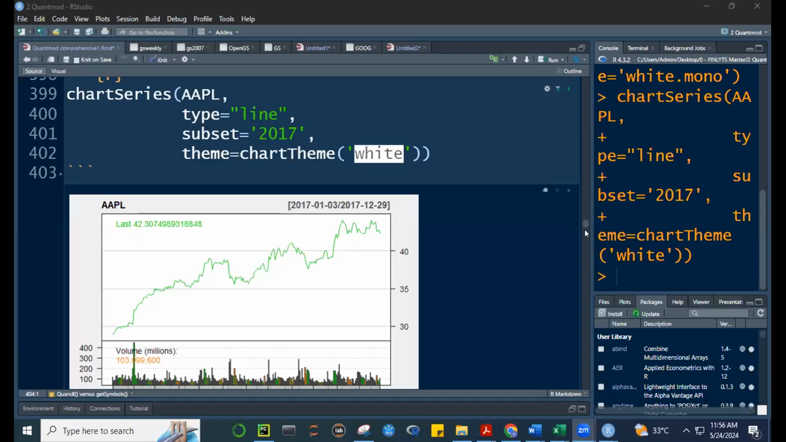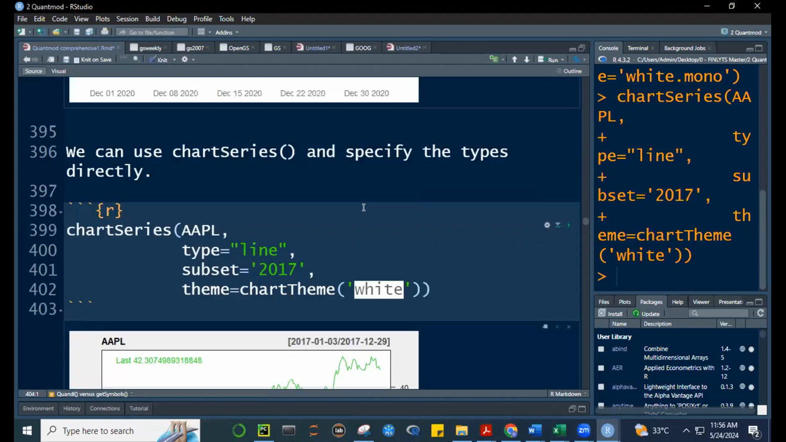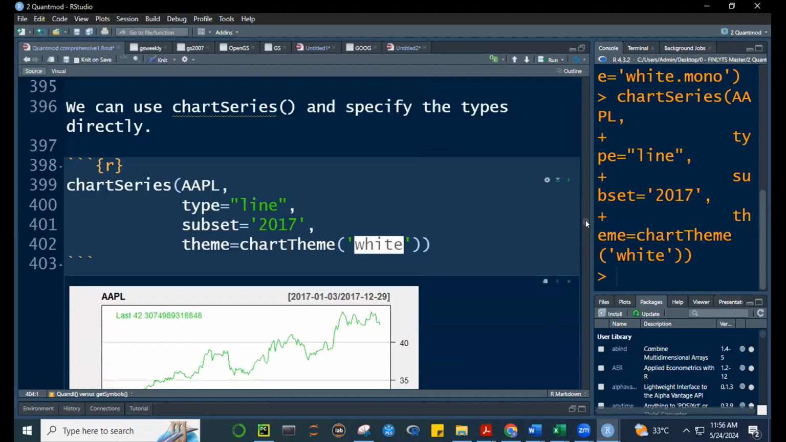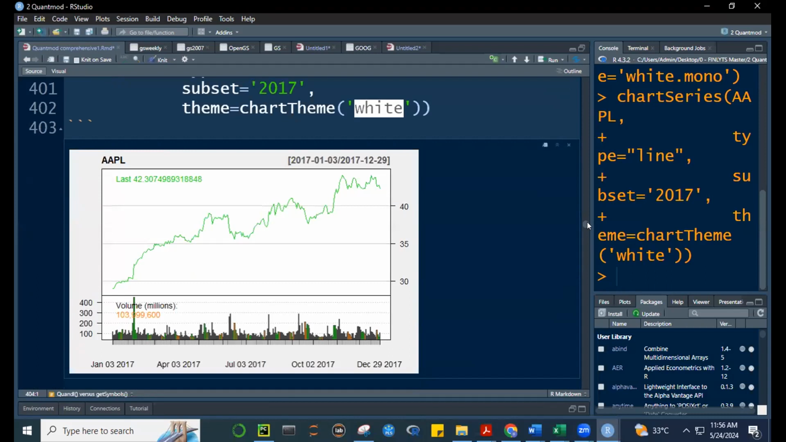So I was running this code, chartSeries Apple, type is equal to line. Because the default, if you're just using chartSeries without identifying the type, would be candlestick. So if you run the code that I shared with you, you'll get this plot. It's a line chart.